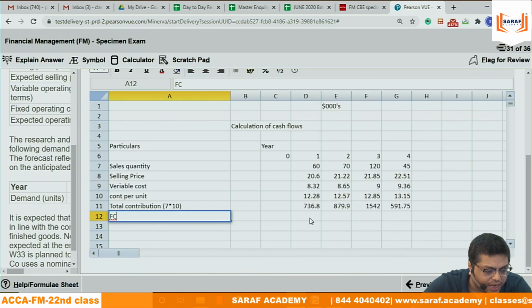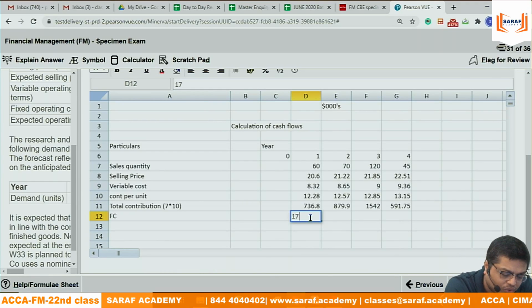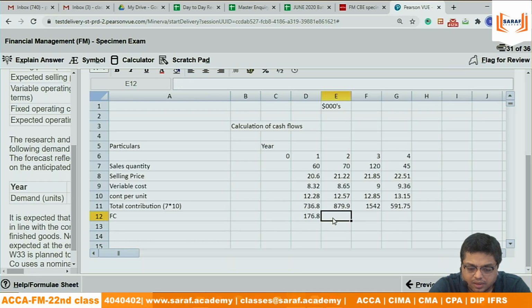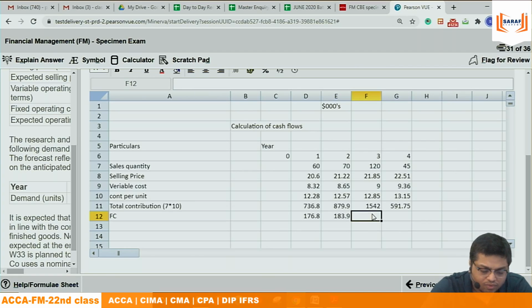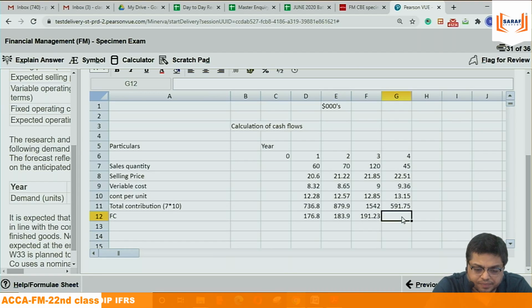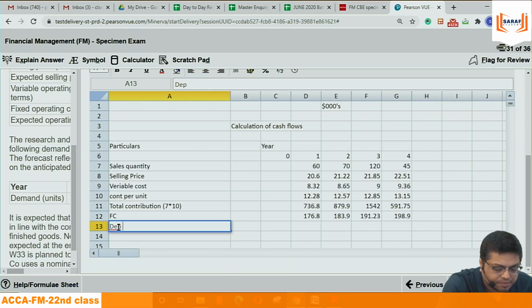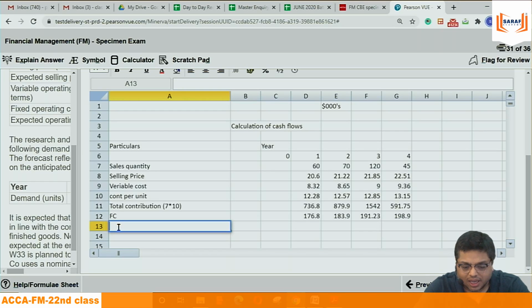Fixed cost: 170 into 1.04 is 176.8. Into 1.04, 183.9. Into 1.04, 191.23. Into 1.04, 198.9. Depreciation: what will be the depreciation? No depreciation. Why? Because there is no tax. If tax is given, then only depreciation will affect your cash flow. If there is no tax, you will deduct depreciation and add it back, and waste your time. So we consider depreciation in cash flow when taxation is there. So there are no taxes.